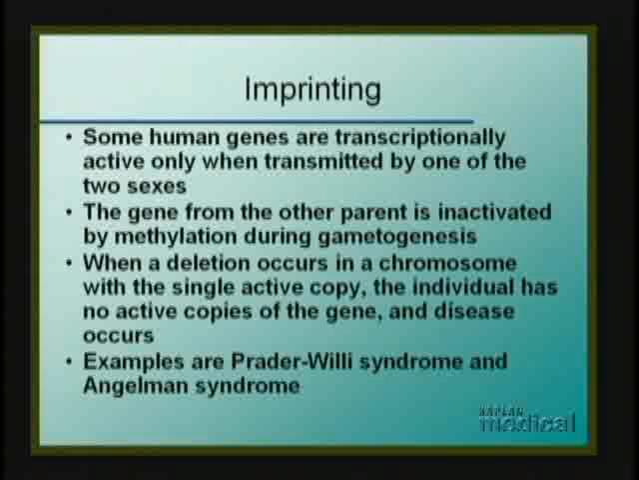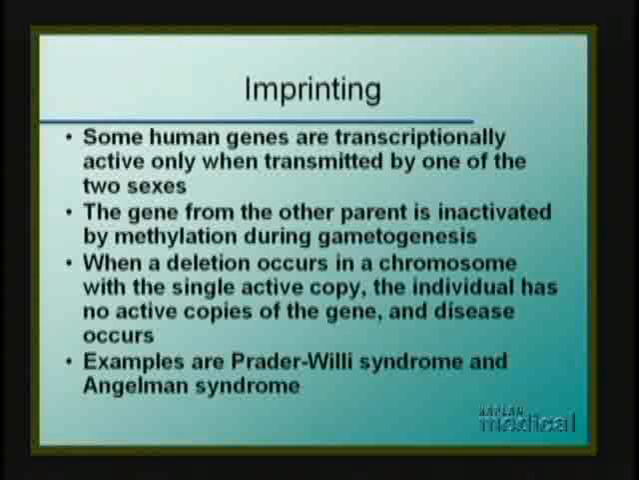Now, humans have about 30,000 genes, and we have 2 copies for the vast majority of those genes. One copy comes from the father, and the other copy comes from the mother. For the vast majority of those 30,000 genes, both copies are active. That is, both the copy from the father and the copy from the mother are active. The genes are transcribed. They produce enzymes or protein molecules.